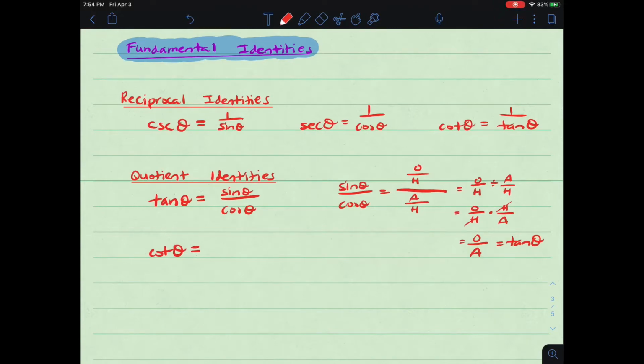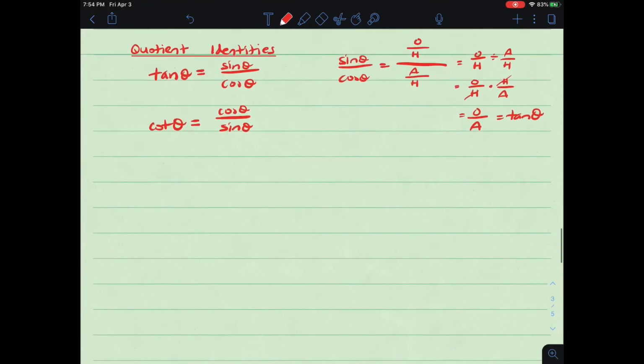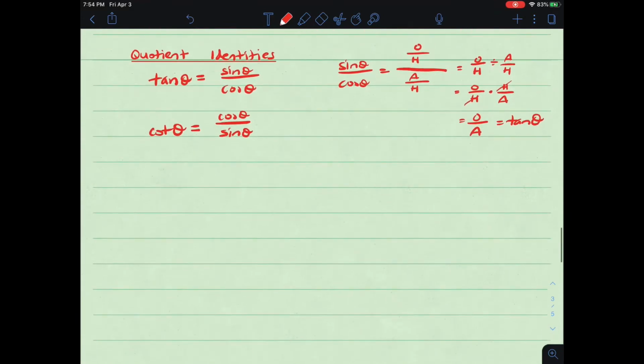You have another one for cotangent theta, which, because we said cotangent's the reciprocal of tangent, that would mean that cotangent theta would just be cosine theta over sine theta. And those are your two quotient identities. So we're going to look at a couple of examples where we get a chance to practice using these identities to find the trig functions of theta. So let's go right into our first example.